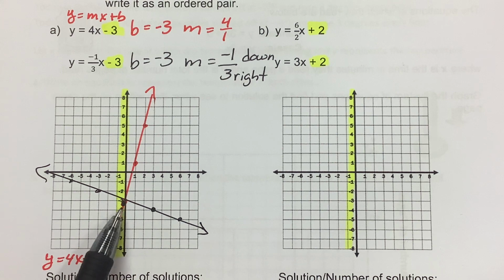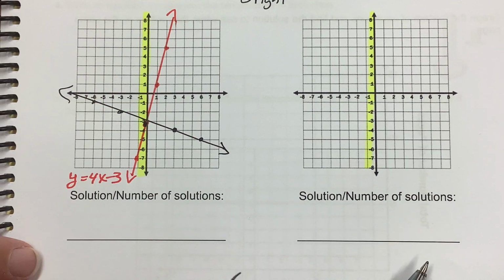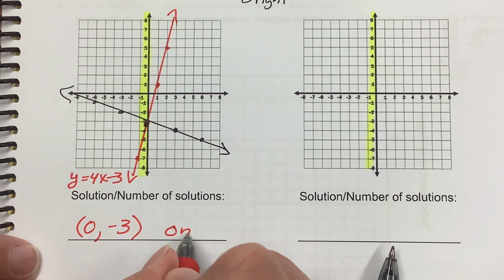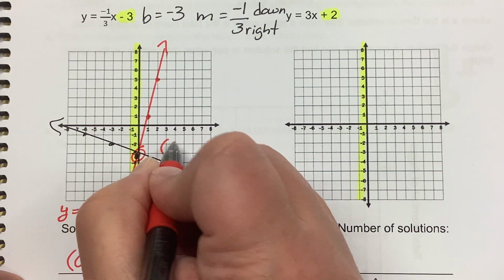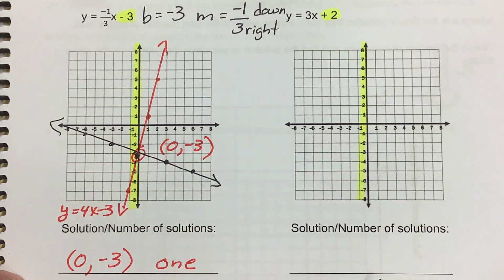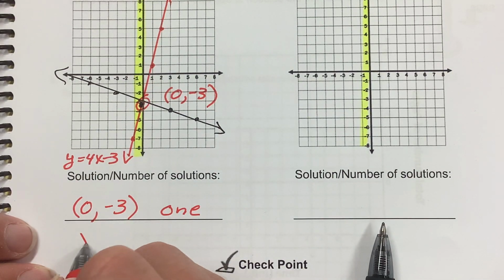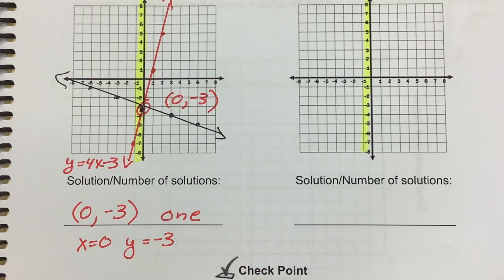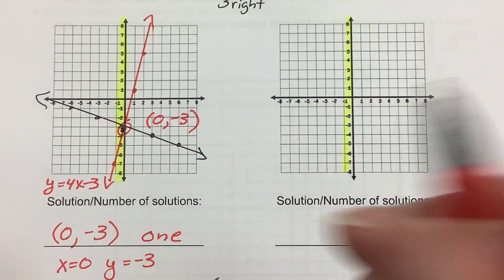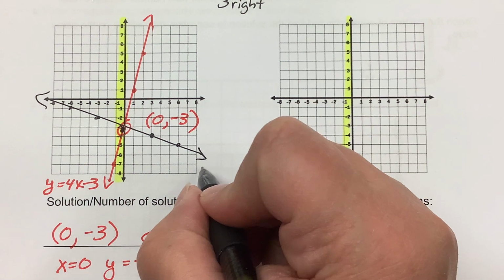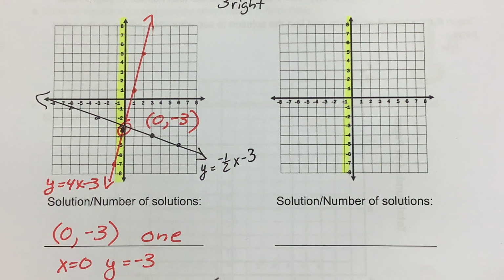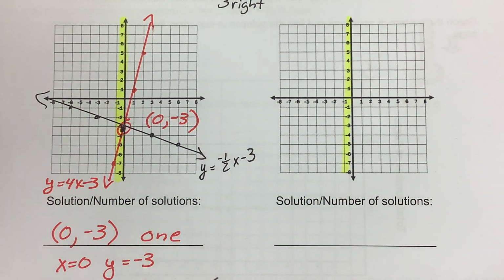Now the point where they cross is 0, negative 3. So my solution is 0, negative 3, which is a number of solutions 1. So this point here is at 0, negative 3. What does that mean? It means x is 0, y is negative 3. Now, oh, I didn't label the second equation. See, I would have lost a point right there. Y equals negative 1/2 x minus 3. All right, do I have to check this? No, yay, my life is easier.